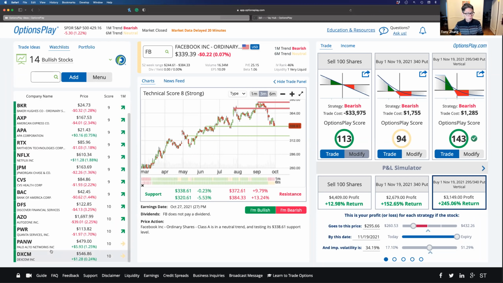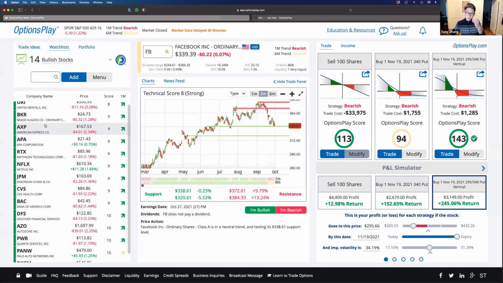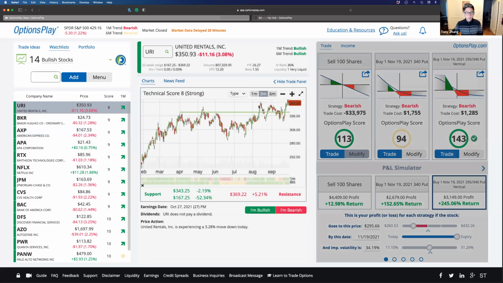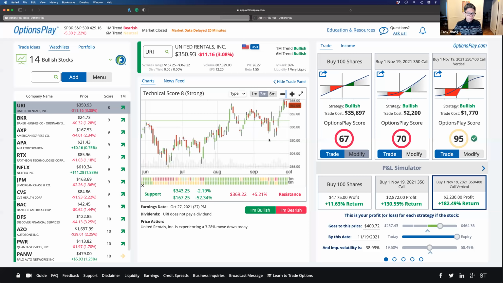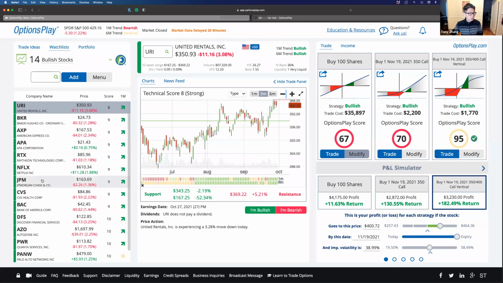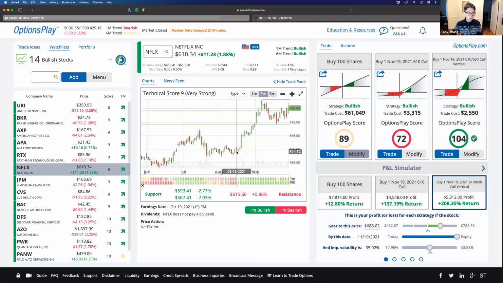So this is my bullish watch list. As you can see, it's all stocks with a high score, and it's pretty much all green across the board. So not only are these stocks that are outperforming the market, these are stocks that are also trending higher. And I can quickly click on a symbol and see, is this a stock that recently started a bullish trend like United Rental has? Or is this a stock that's been in a bullish trend for a long time, like Netflix? It's been bullish since August 16th.